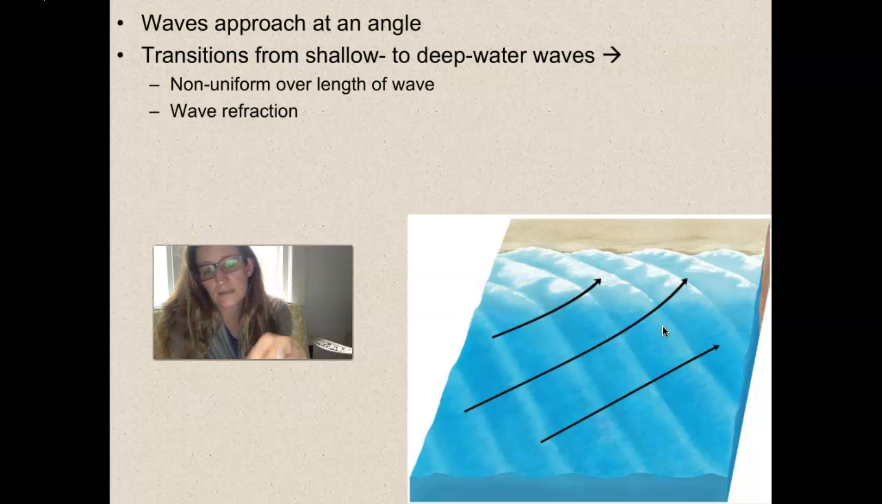Because that leading edge of the wave is hitting shallow water before the trailing edge that's still further out to sea, those waves are going to refract or bend as they come into the shoreline. That's wave refraction.